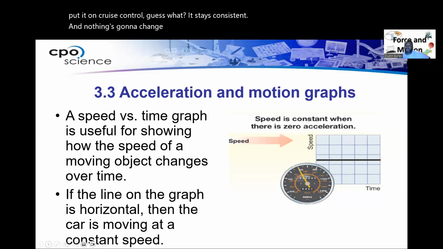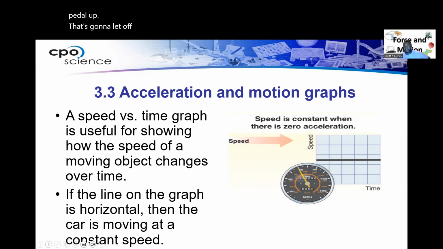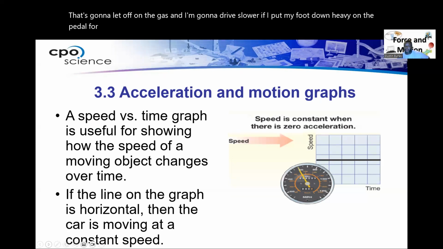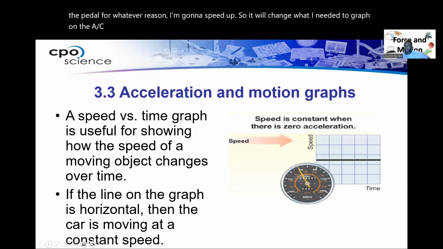Now, when I turn cruise control off and I move my foot on the pedal up, that's going to let off on the gas and I'm going to drive slower. If I put my foot down heavy on the pedal for whatever reason, I'm going to speed up. So it will change what I needed to graph on the acceleration, and it also will not show a straight line. It'll be totally different.